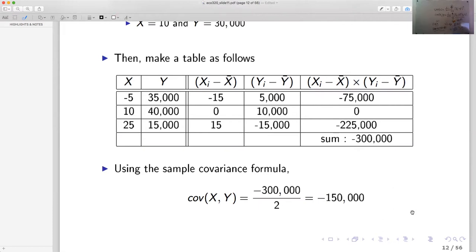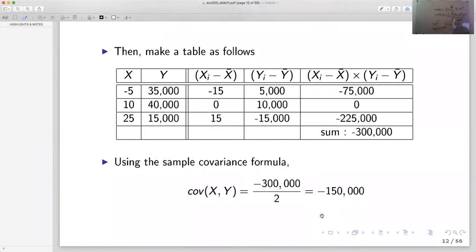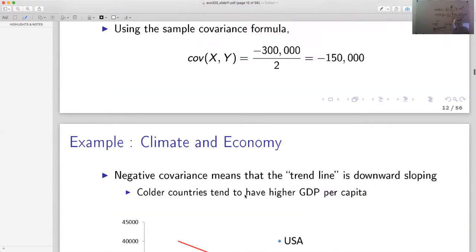Why do I emphasize the sign? Because in the correlation table that I'm going to cover in a bit, the magnitude matters in the correlation coefficient. For covariance, it doesn't matter. I'm going to come back to that part.